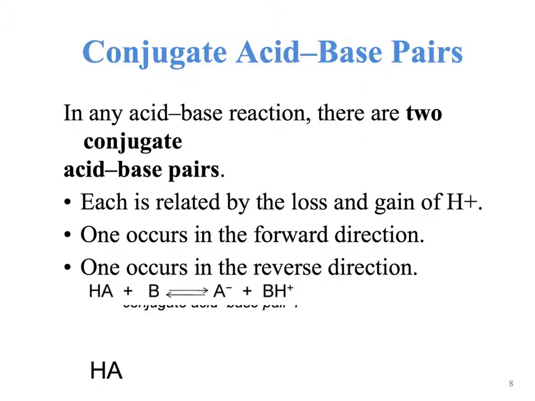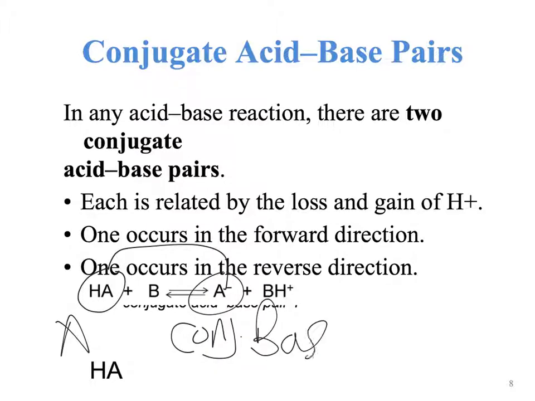So when we have an acid-base reaction, we will have an acid-base conjugate pair. This is an acid. It donated a proton. This is going to be its conjugate base. And this is a base, and this is going to be its conjugate acid.